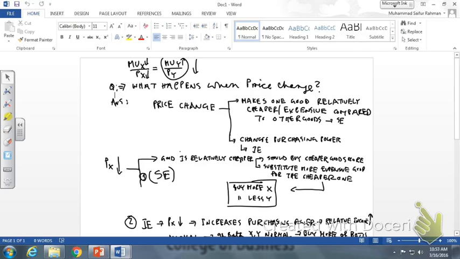Because then there is another side of the story. And the story is that whenever there is a change in price, it not only makes a good relatively cheaper or expensive, it also changes your entire budget. And that takes us to the second concept.